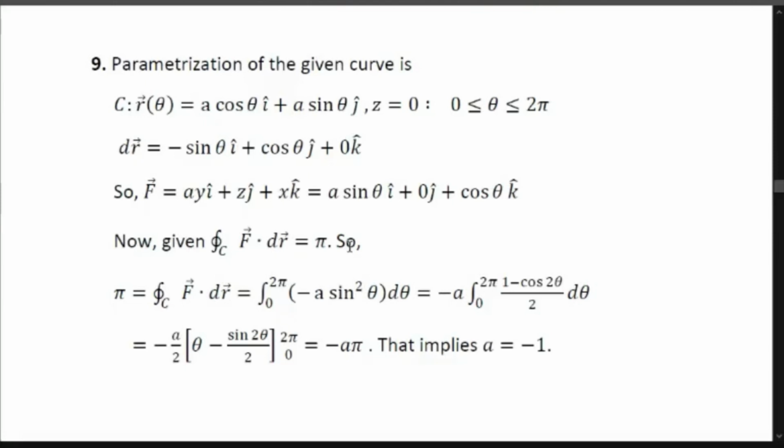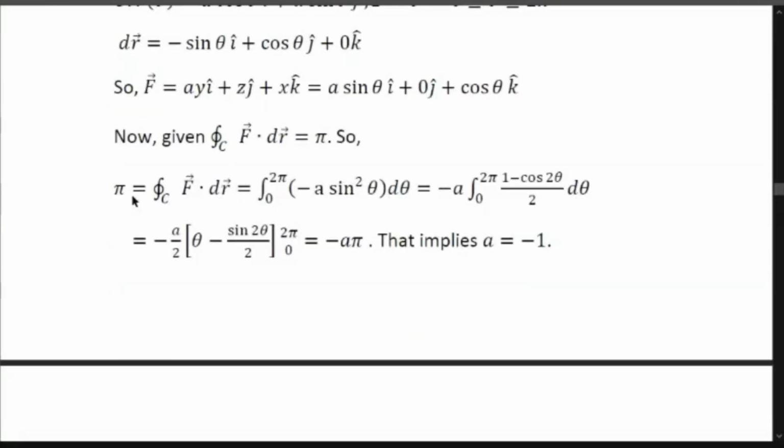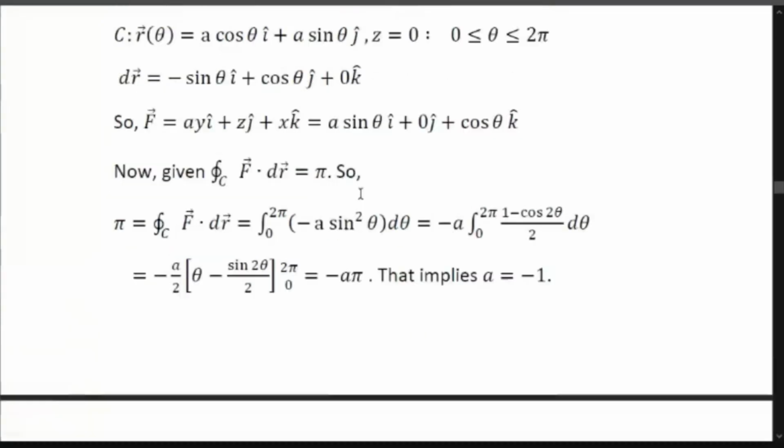Now the line integral of f dot dr is given as pi. So find out f dot dr and equate it to pi. You will get pi is equal to the integral from 0 to 2 pi of minus a sin square theta d theta, since f dot dr is minus a sin square theta plus 0 plus 0. On integrating it, you will get minus a pi. So you are getting pi equal to minus a pi. So that implies a is equal to minus 1.